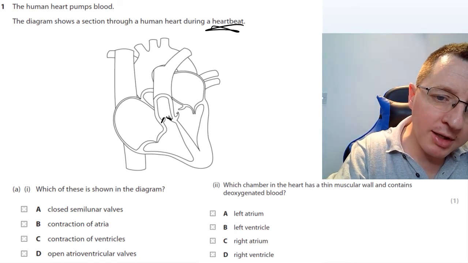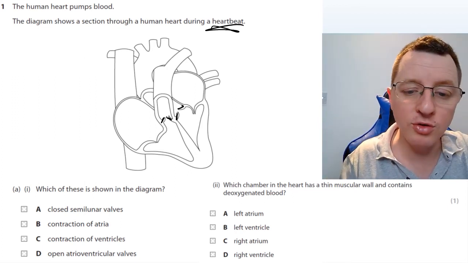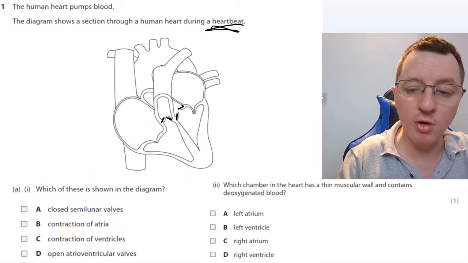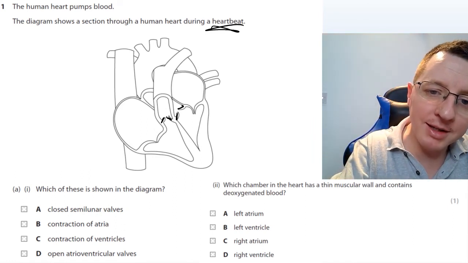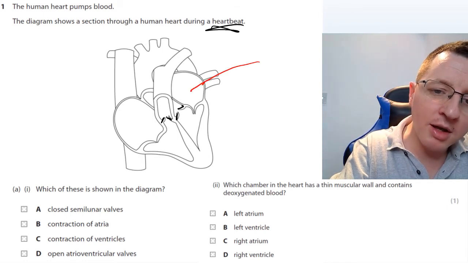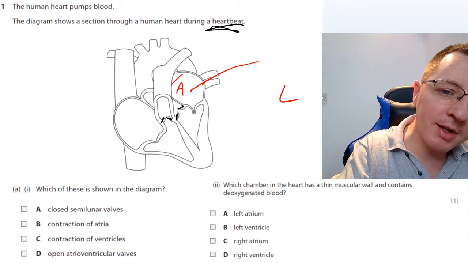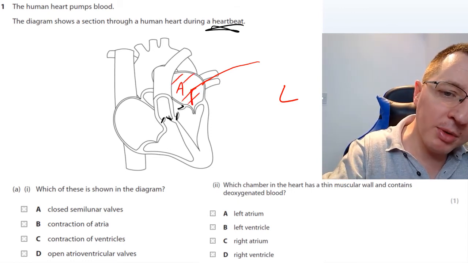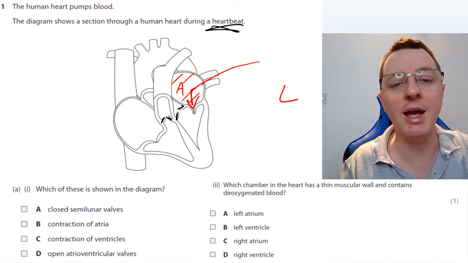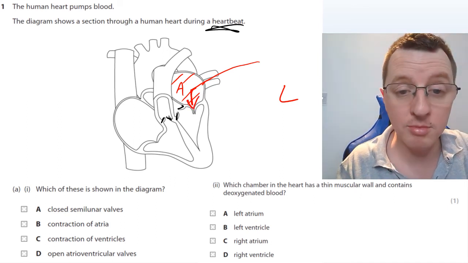There they are, here and here, and they're not touching. That means blood will be able to flow easily through them. In fact, if we follow that blood in here, then this will help us to understand. We can go into the left atrium. Here we go, into the left atrium. And that blood will not be able to flow through here because the AV valves have been shut.